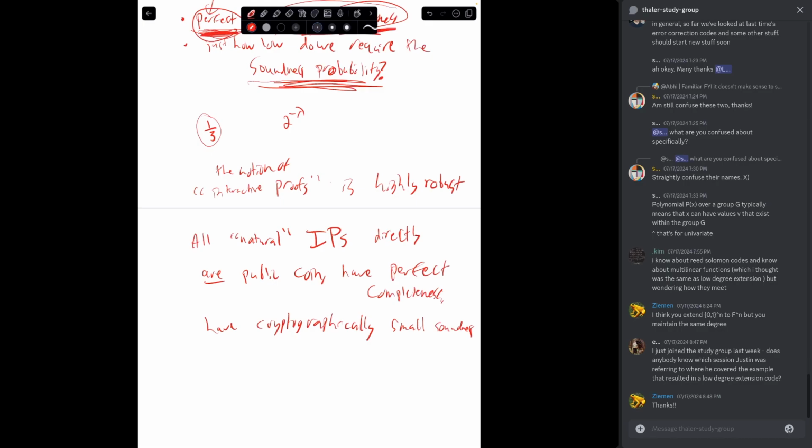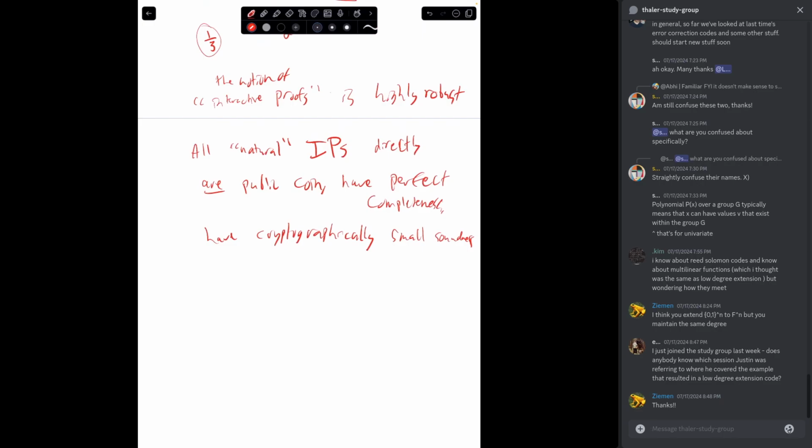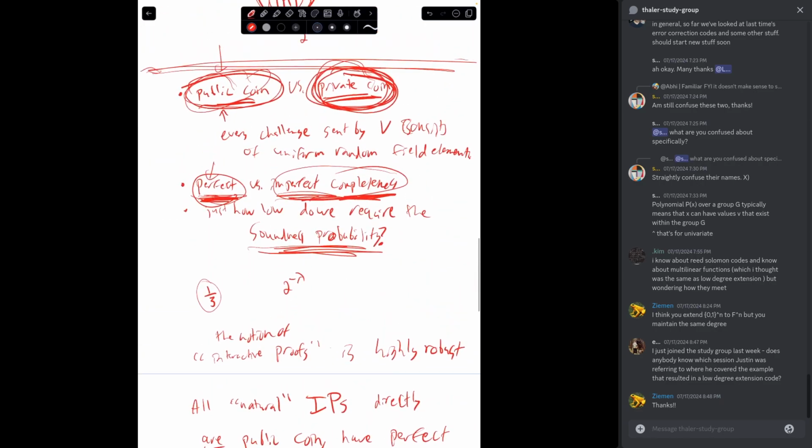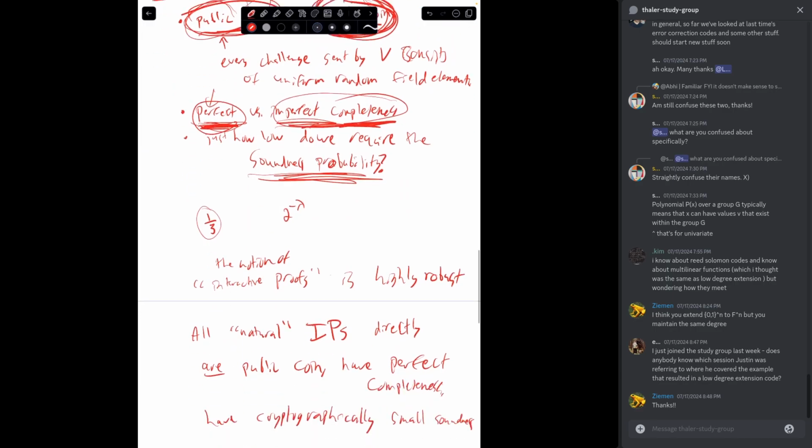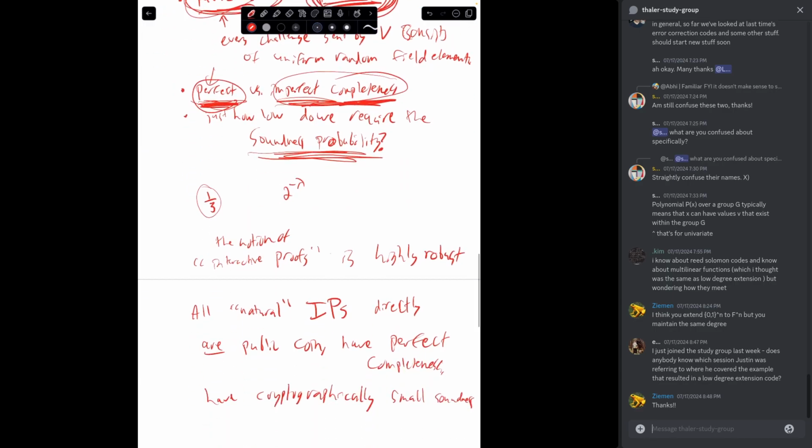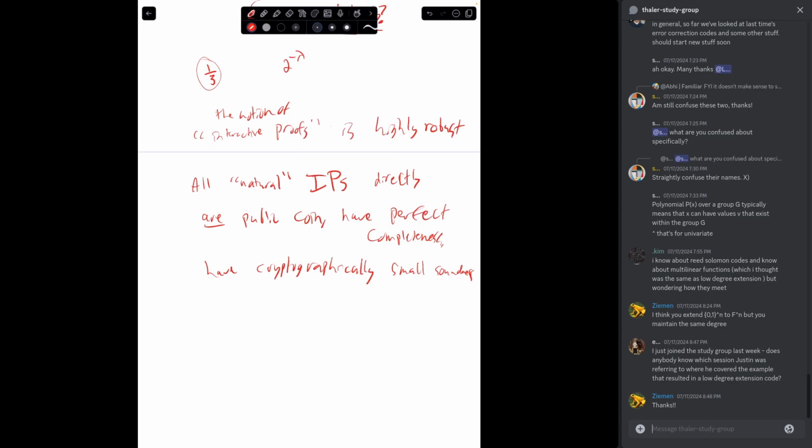So that's the extent of the discussion I wanted to have about this. I wanted to raise these notions of public versus private coins, perfect versus imperfect completeness and so on. But all the interactive proofs we actually see will directly have all the nice properties we want anyway.